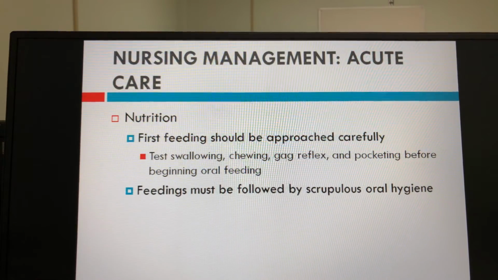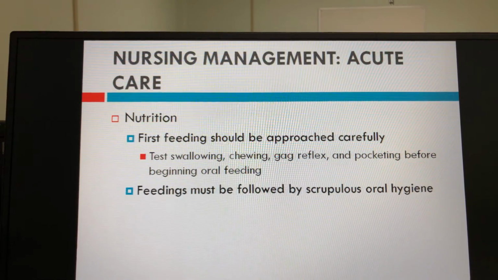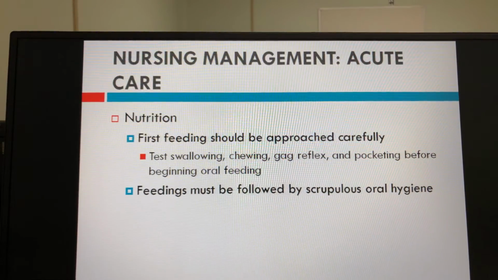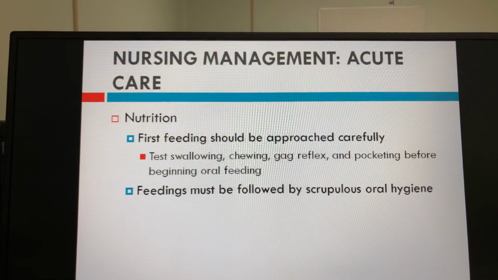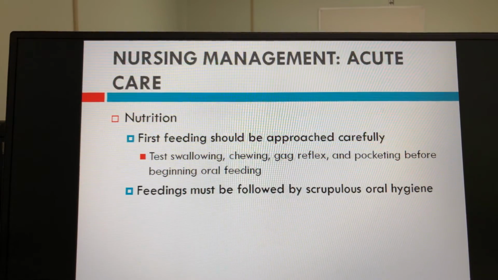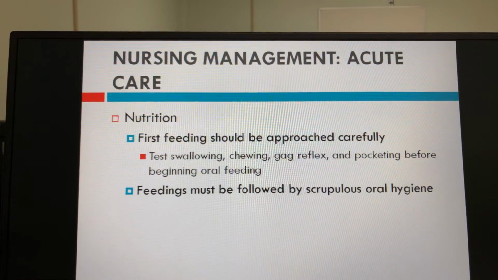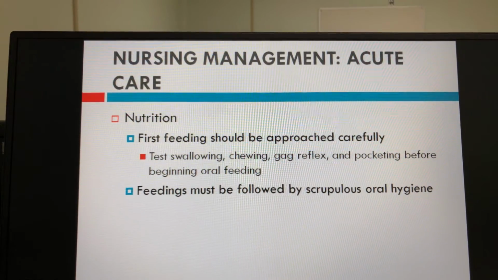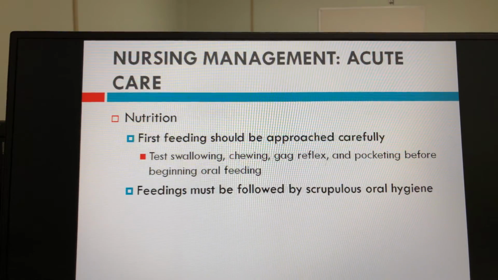So, the first feeding that the patient is going to receive should be approached carefully, but prior to doing that, they need to have a modified barium swallow. That's how you test the swallowing. You need to test chewing, gag reflex, and whether or not they are pocketing substances in their jaw in the back before we actually begin oral feeding, because initially they may have to have tube feeding.